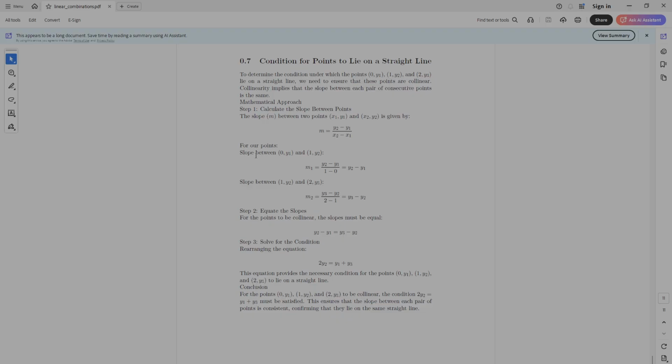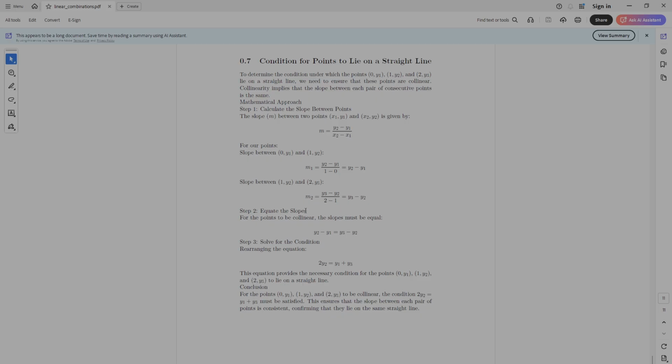For our points, we begin with (0, y1) and (1, y2). That means the slope for those points is the difference of the y values over 1 minus 0, which gives us y2 minus y1. And the slope between (1, y2) and (2, y3) is given by y3 minus y2 over 2 minus 1, which is equal to y3 minus y2.